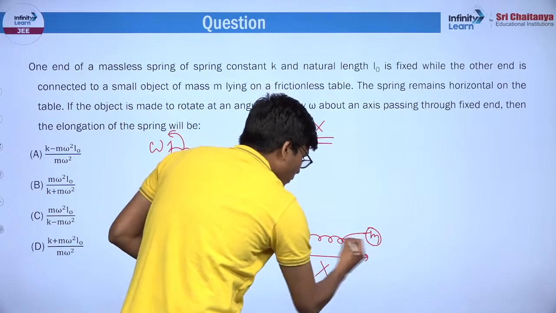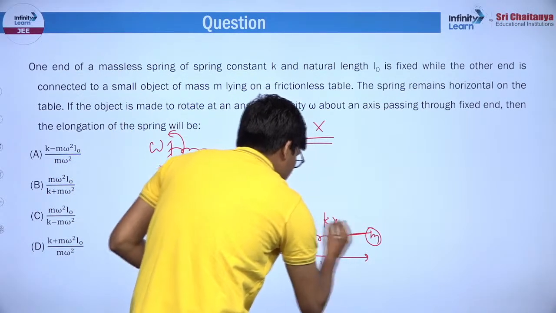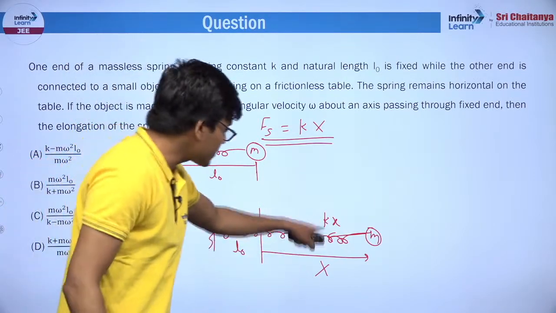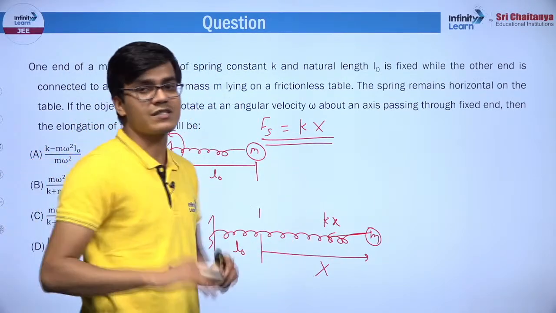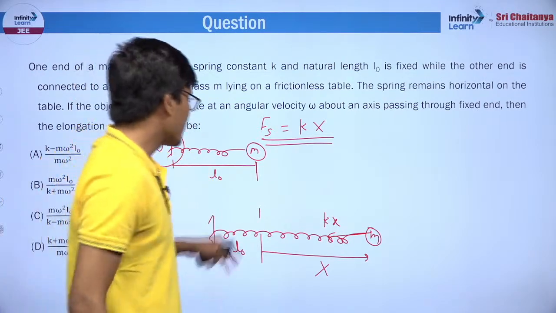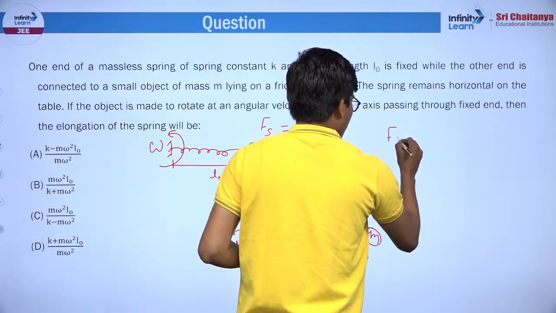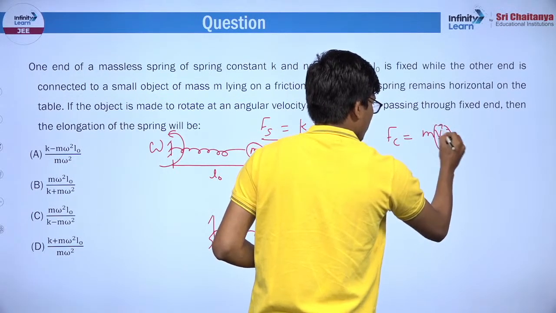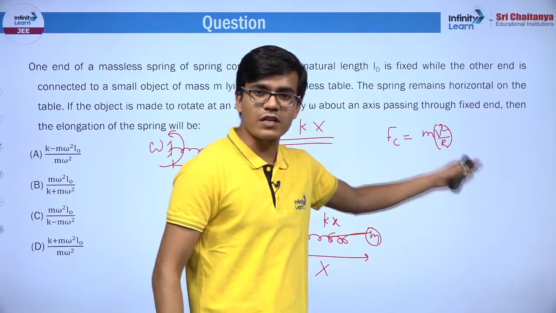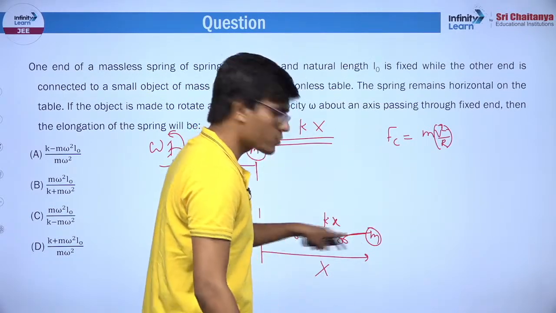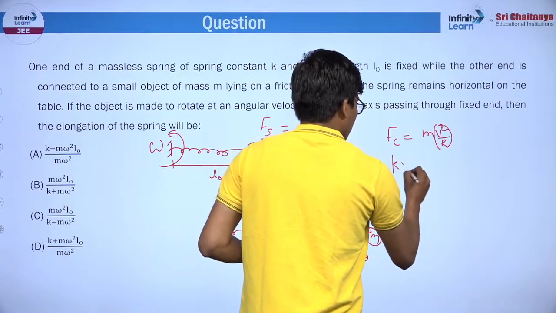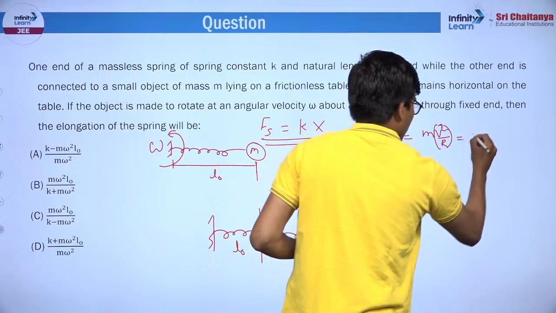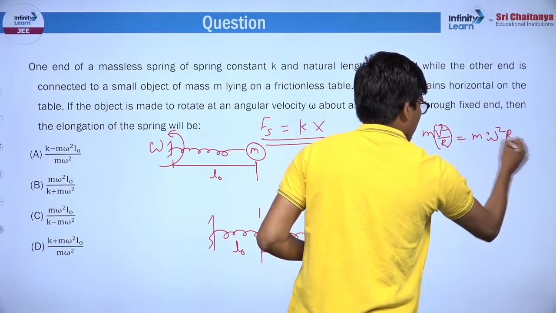What will be the spring force? That will be k into x only. There will be no role of natural length in this force. So this is the force which will provide it a centripetal acceleration, right? So I can write that towards the center, if anything is doing a circular motion, this should be the expression: mass into centripetal acceleration. And what is the force towards the center? That is kx, and I can also write it as m omega square into r.